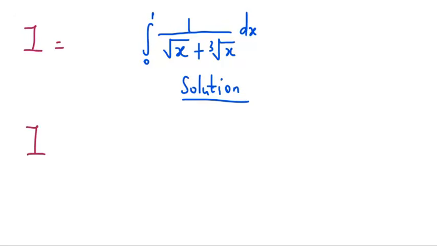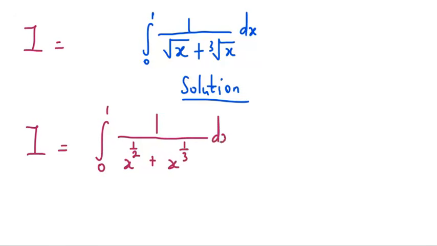So our I is going to be equal to the integral from 0 to 1 of 1 divided by square root of x, which is the same as x to the power of 1 over 2, plus the cube root of x, which is the same as x to the power of 1 over 3, and then dx. So we're going to make a very nice substitution. We know the powers there. We have 1 over 2, we have 1 over 3.